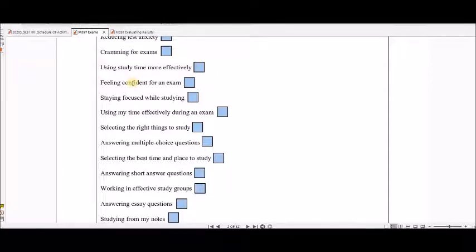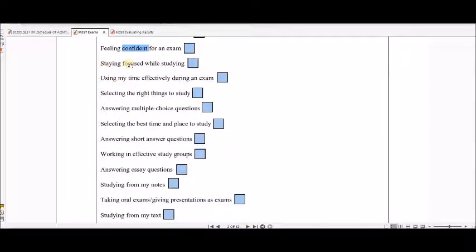Here's one for you. Are you overconfident for exams? Now I've got myself thinking, maybe I'm overconfident about this state test I have to take next week. I hope not. I'll tell you guys what I did. All right. Do you have difficulty staying focused while studying? Do you have difficulty using your time effectively during an exam? Now that's different than using your time effectively prior to an exam, that's the studying part. But during an exam, you're given a 30 question test and you have an hour to take it. Do you have a difficult time using your time effectively?